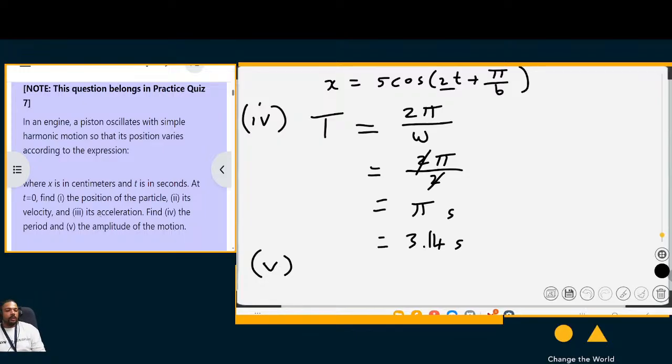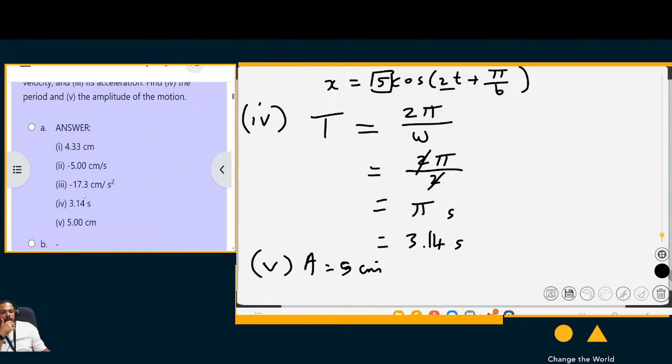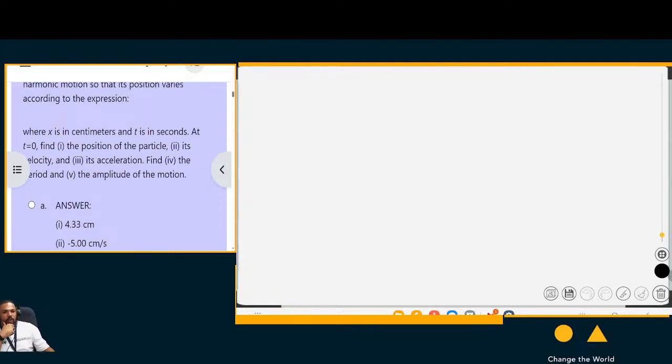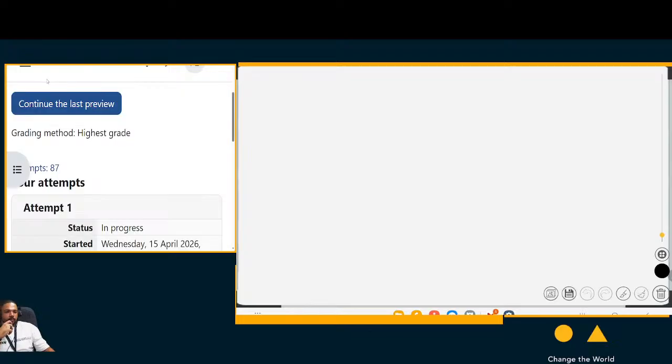What is the amplitude for this motion? The amplitude you can just read off. It's that number right in front. It is 5 centimeters. Amplitude is equal to 5 centimeters. And that, ladies and gentlemen, is a question on oscillating bodies or simple harmonic motion.